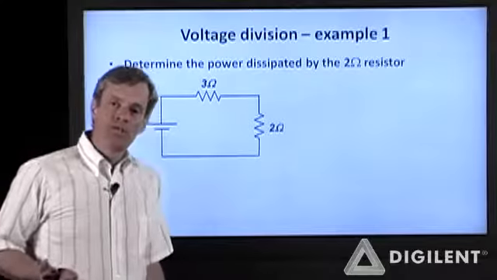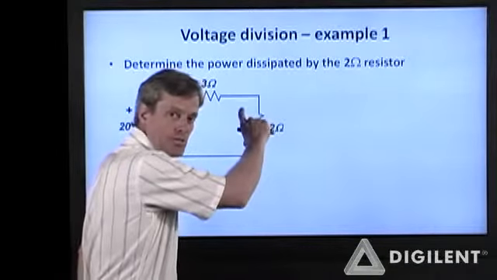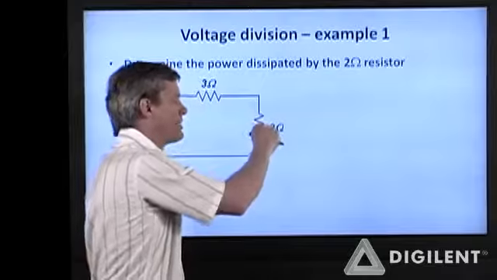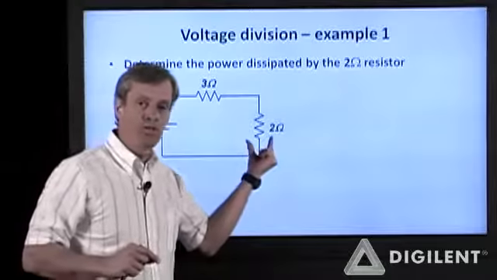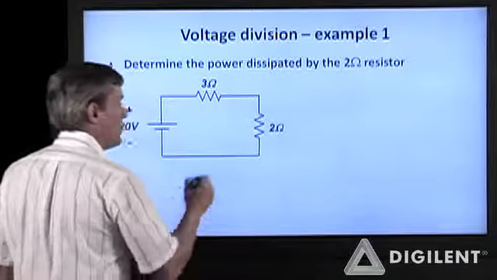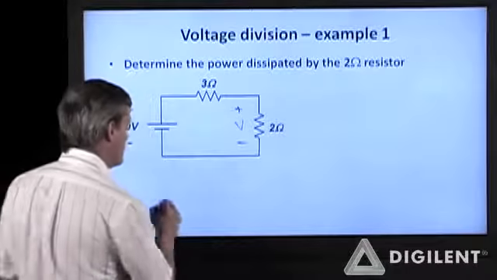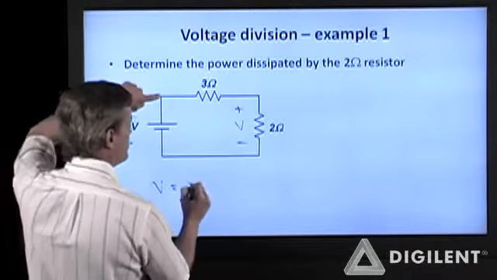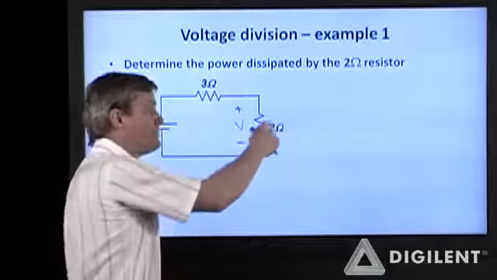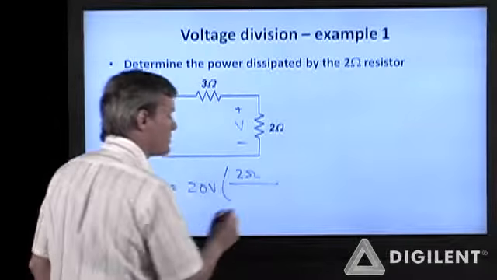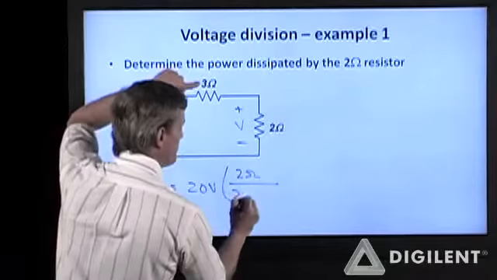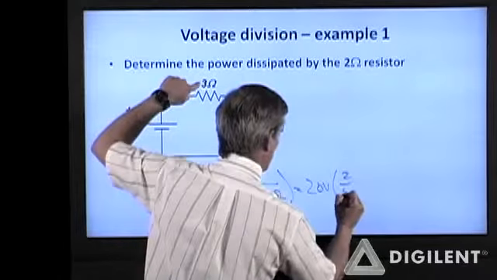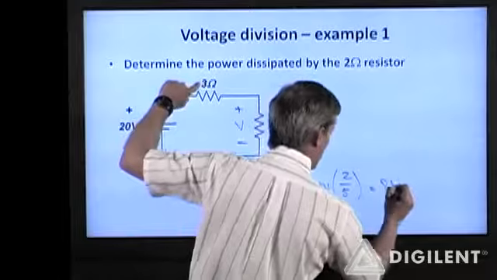Now I can use my voltage divider formula very easily to determine the voltage across this resistance. Once I've got the voltage drop across this resistance, I know that the power dissipated by that resistor is that voltage squared divided by the resistance. So let's call this V. My voltage divider formula tells me that V is going to be the total voltage, 20 volts, times this resistance, 2 ohms, divided by the total resistance, which is 2 ohms plus 3 ohms. So this is 20 volts times 2 over 5, which is 8 volts.